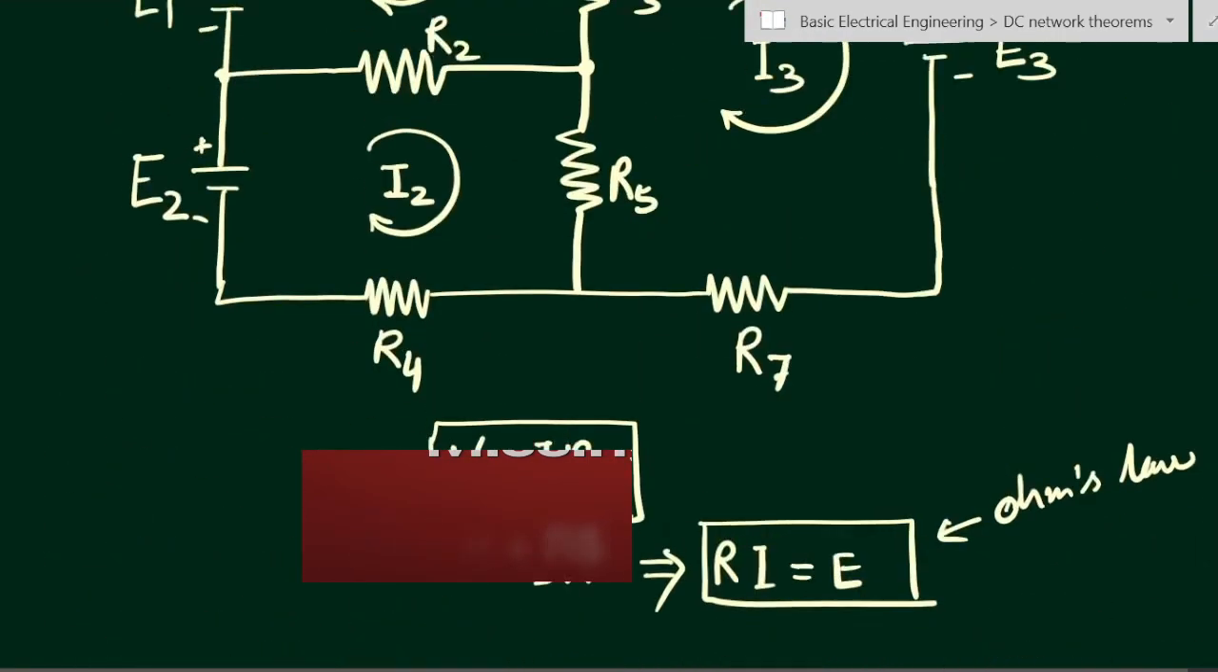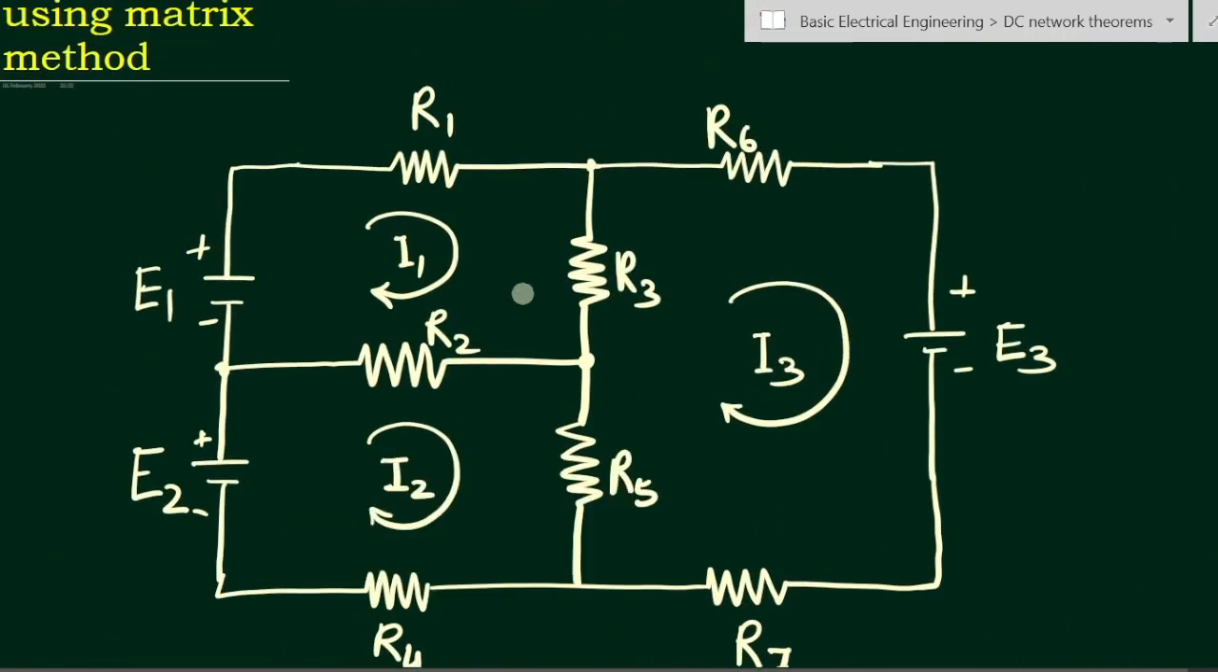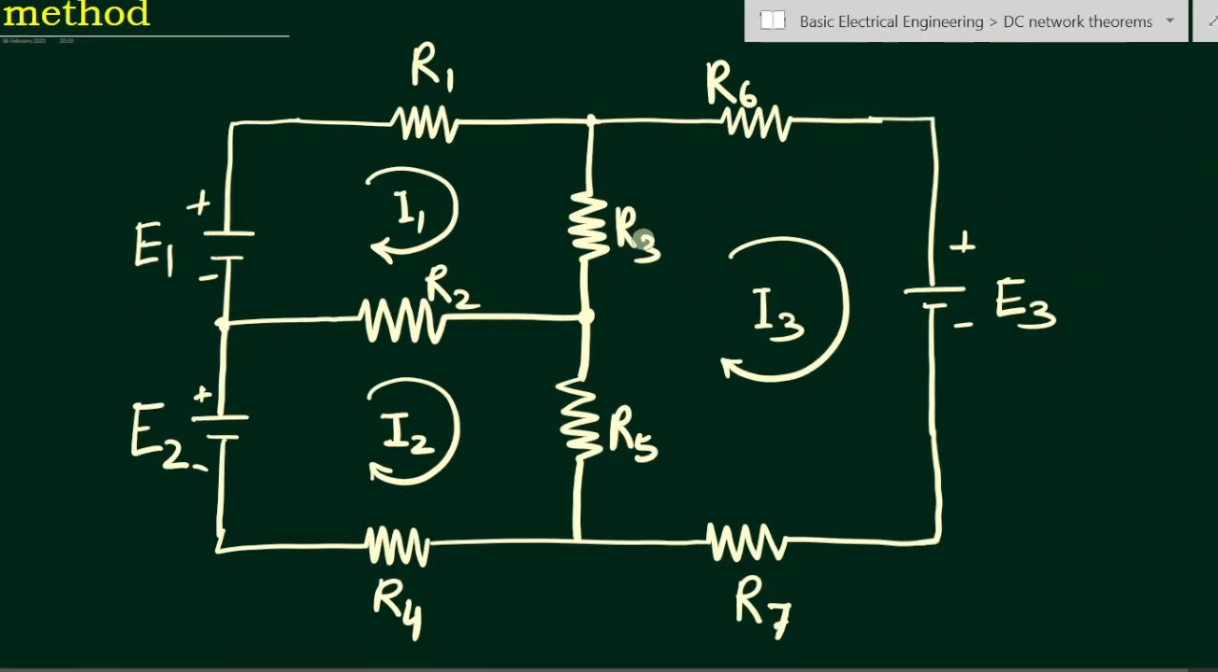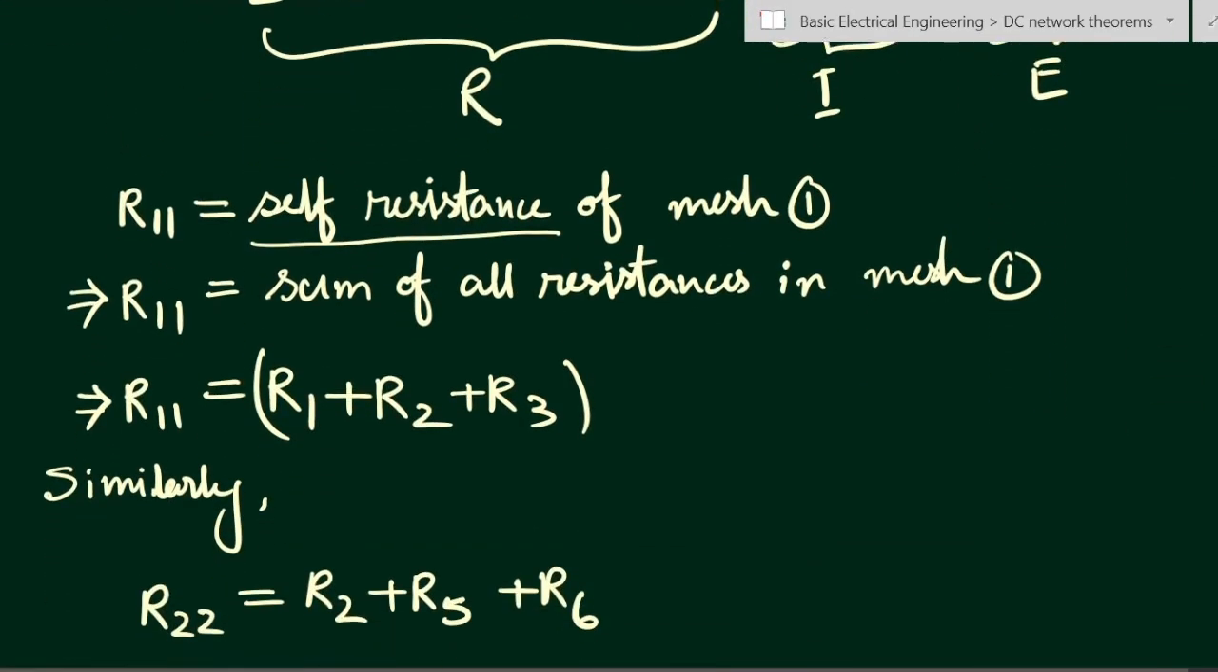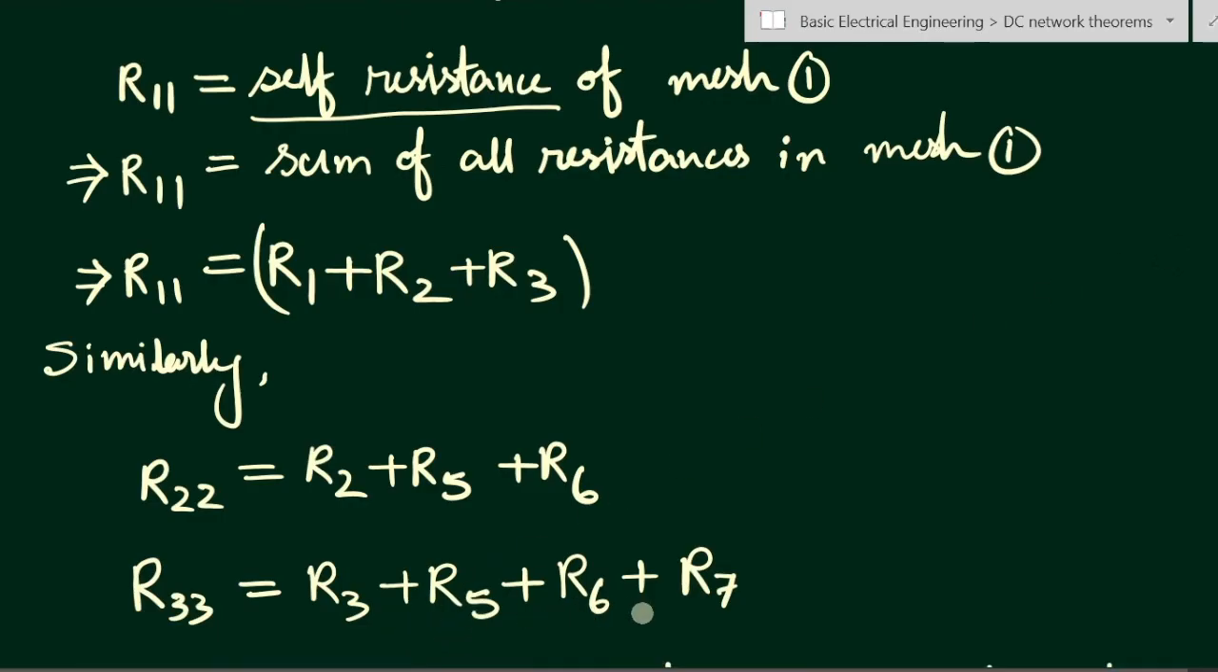And similarly for the third loop, suppose this is the loop, no other loop is there, because we have considered the self resistance, that is the R33. So here we have four resistances, and the resistances are R3, R5, R6 and R7. So this summation will be the R33, that is the self resistance of the loop three.